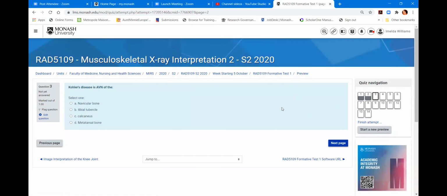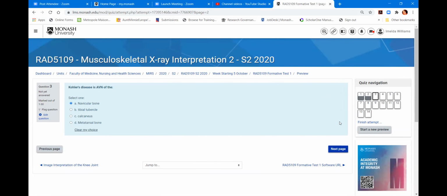In question 3, Kohler's disease is a avascular necrosis, and it is an avascular necrosis of the navicular bone.